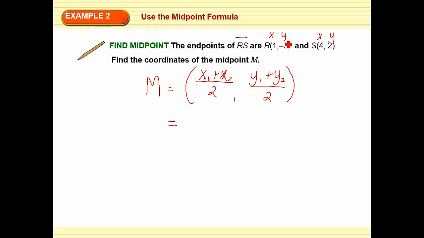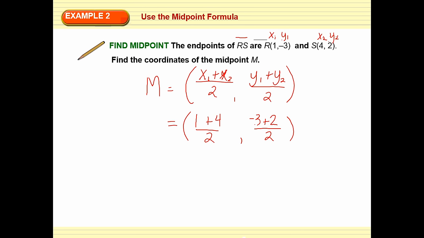Since R is the first point that's listed, I just label it with 1s, and the other point gets 2s because it's the second point listed. But it won't really matter because we're adding them together. In addition, the order does not matter. Okay, so x1 plus x2 is what I'm going to first plug in. My x1 is a 1 plus x2 is a 4, and then I'm going to divide by 2. y1 was a -3 plus y2, divided by 2.